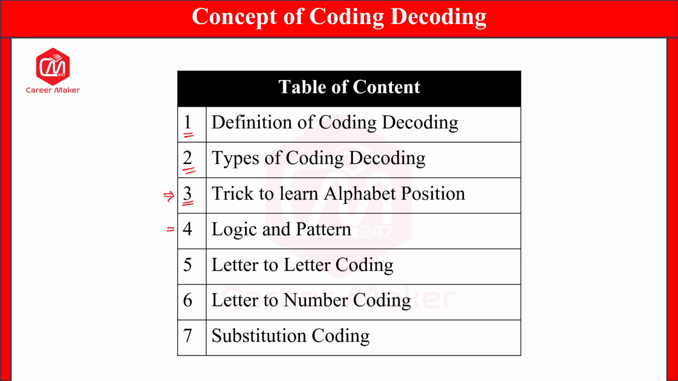Solving any question of coding and decoding requires certain logics, and those logics will be based on certain patterns. So I'll be telling you what logic and pattern are here. Then we have the types of questions of coding and decoding. In that I am covering today basically two types, letter to letter and letter to number, which are the pillars actually. And then the basic concept of substitution coding I'll be discussing here. So let's begin with the definition of coding and decoding.